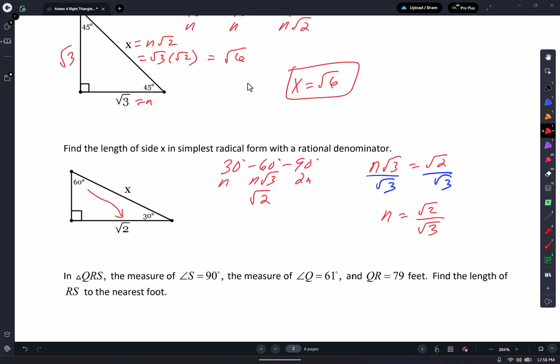And then I'm going to go ahead and double it. So n equals square root of 2 over square root of 3. And then that 2n is going to be 2 square root of 2 over square root of 3. And if I don't tell you anything, you can leave it like that. But it does say rational denominator. So that means no square root in the bottom. So I take this answer, the 2 square root of 2 over square root of 3, and I'm going to multiply it by square root of 3 over square root of 3. Are we okay so far, guys? So I'm going to have 2 square root of 6 over 3. And there it is. Nothing reduces. So that's my answer. That's what x is.